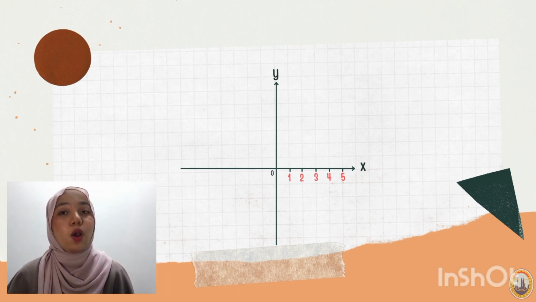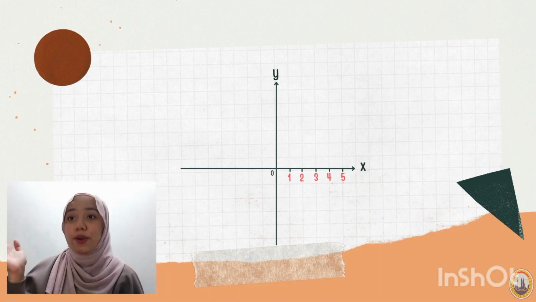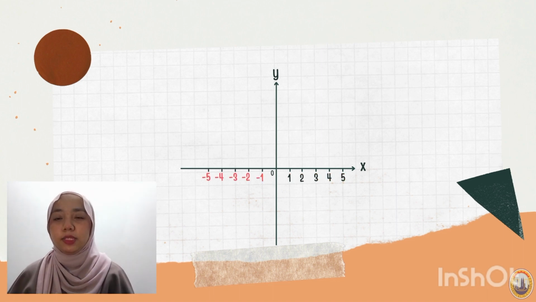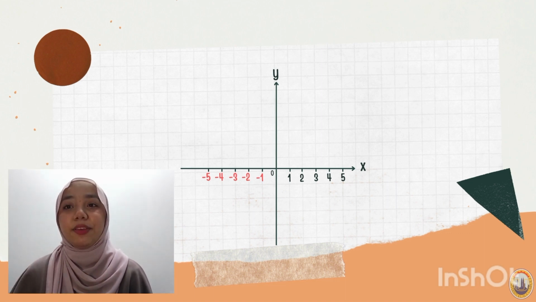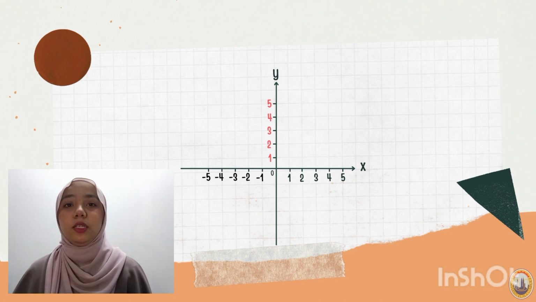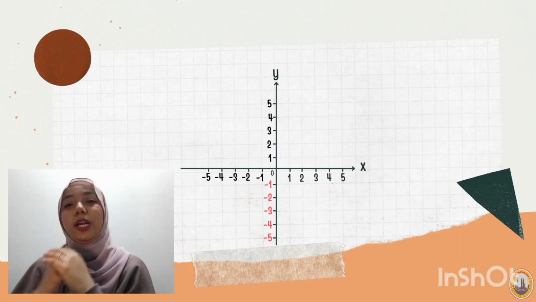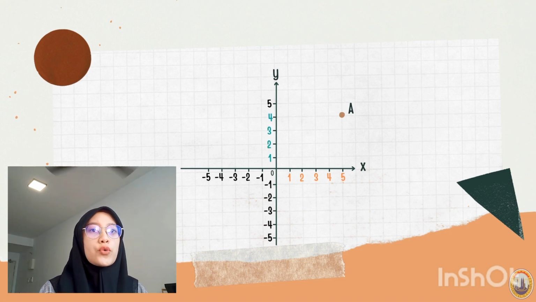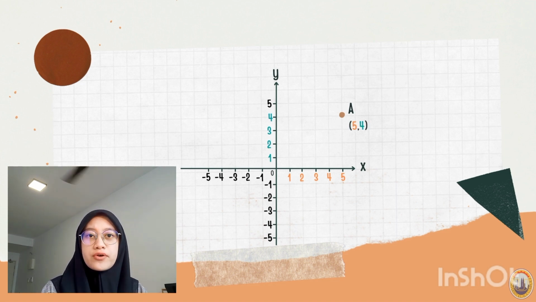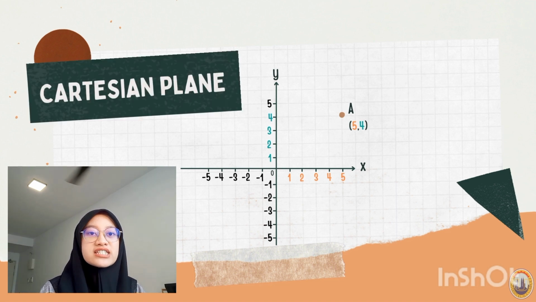On the x-axis, we put positive numbers to the right and negative numbers to the left. On the y-axis, we put positive numbers from above to the origin, and we put negative numbers below the origin. Now, let's add a point A here. It is located at 5 on the x-axis and 4 on the y-axis. So, the coordinate of point A is (5, 4). All of these are called the Cartesian plane.